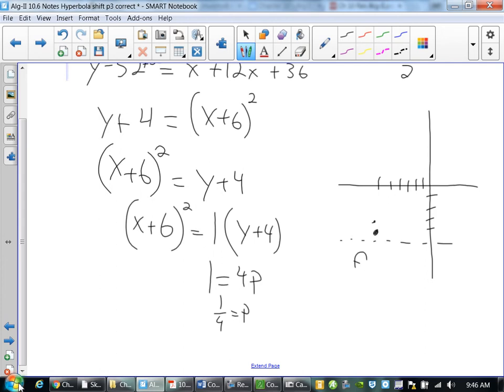The focus, what I would do is I'm only adding to the y value. So if my center is at -6, -4, my focus would be at -6, -3.75, or if you want to write it like that because you're dealing with a quarter, it's okay. Directrix is going to be at y equals -4.25. And just go from there.